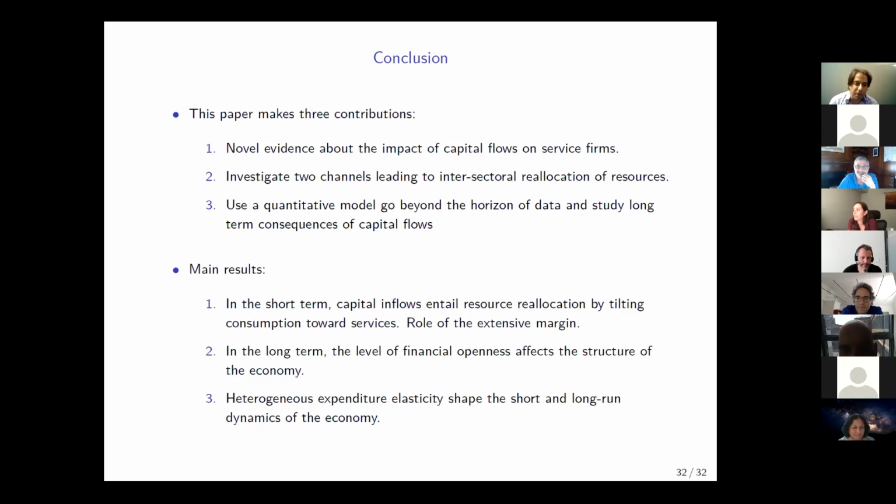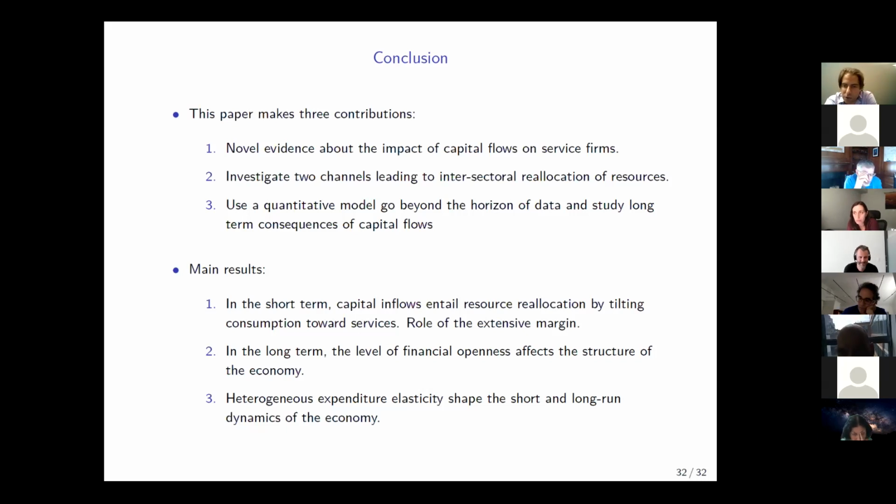So the paper makes 3 contributions. There is novel evidence about the impact of capital flows on service firms. I would say that this is the first paper looking at microdata from the service sector and trying to understand what capital flows do to them. Most of the other papers, or all of the papers that I'm aware of, use manufacturing firms and changes within manufacturing. We investigate 2 channels, of which one is quite novel.